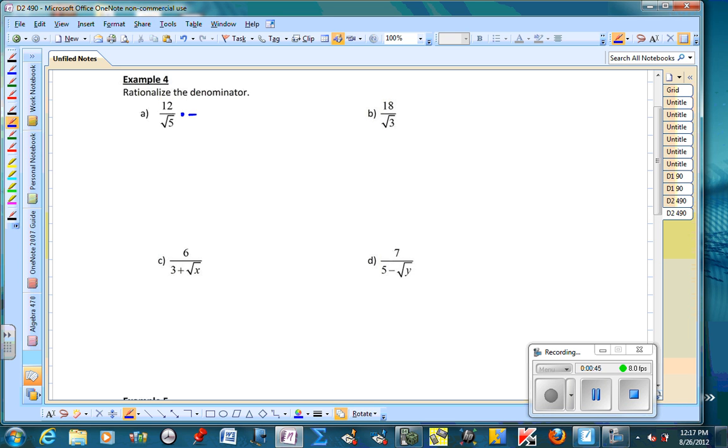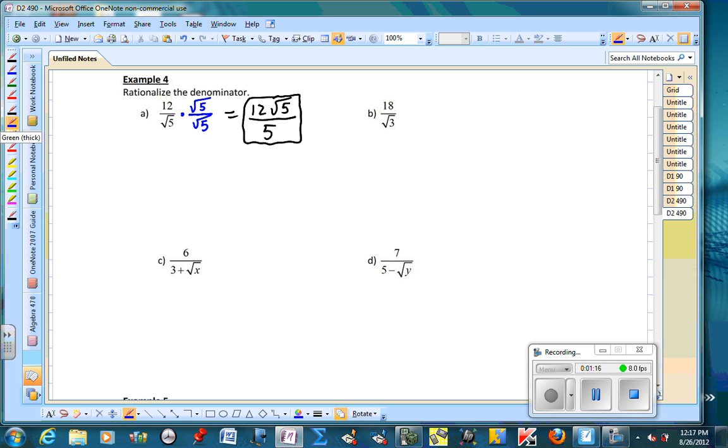What we're going to do is multiply by a fraction, the square root of 5 over the square root of 5, because anything divided by itself is 1. And when you multiply by 1, nothing changes in terms of the value. We're just going to make this expression look different. So this is going to become 12 times root 5 in the numerator, and root 5 times root 5 is 5 in the denominator. There we go. We have a rational number in the denominator.